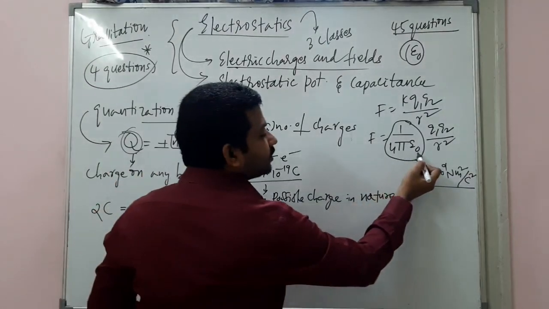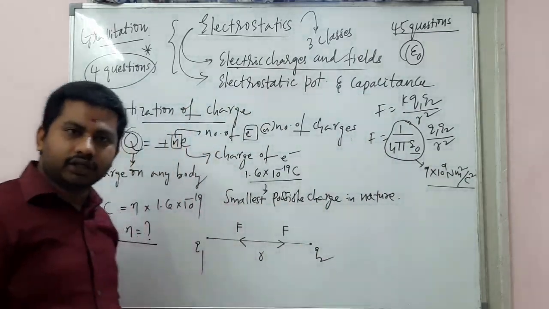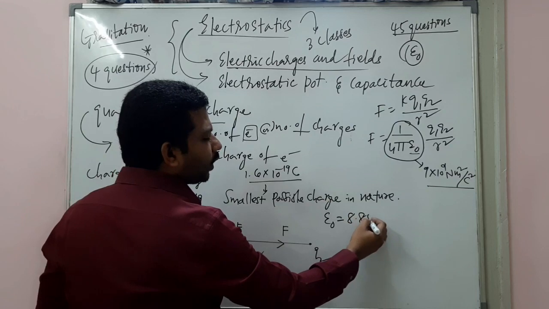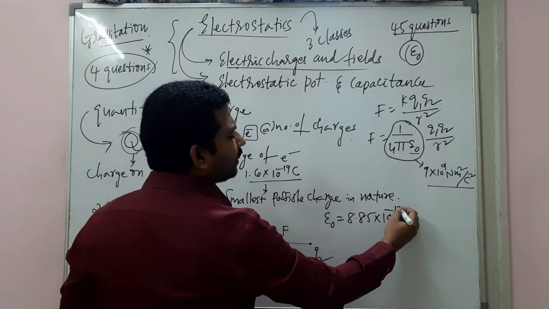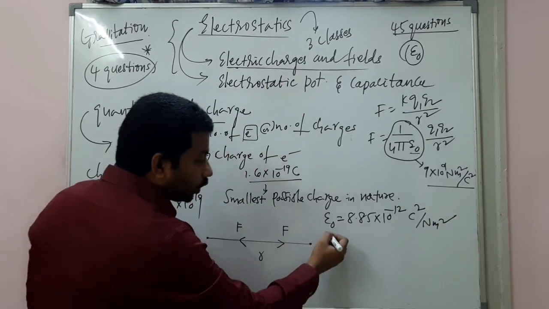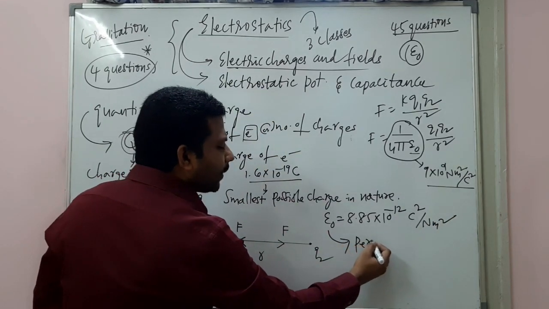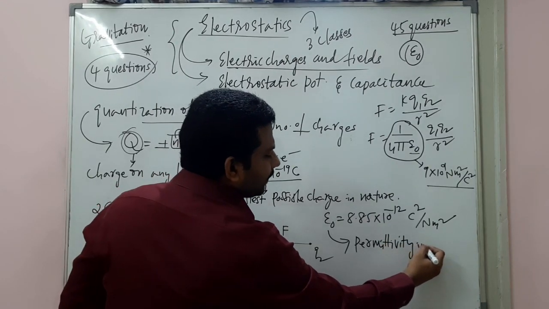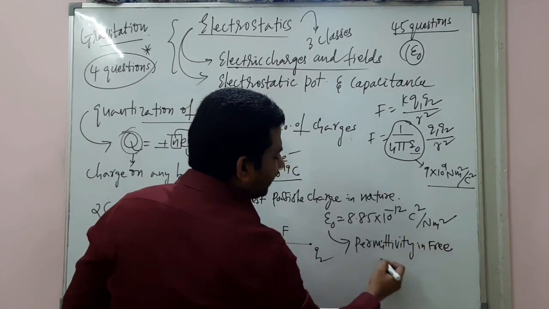Now here epsilon naught is very important. And what is epsilon naught? I have told you already. It is 8.85 into 10 raised to minus 12 Coulomb square per Newton meter square. You know what this is? This is the permittivity in free space.